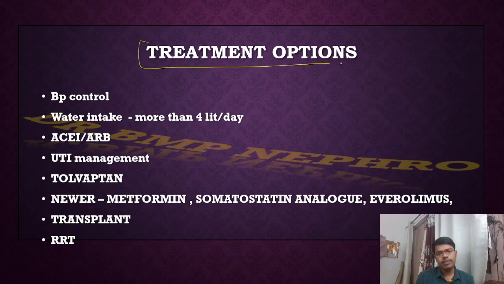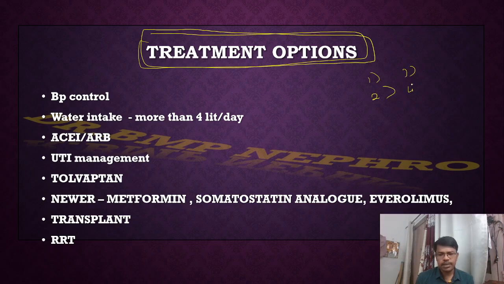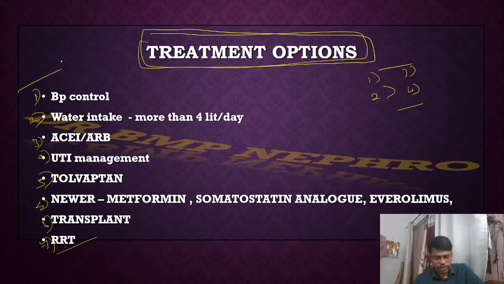As we know, in the beginning we have seen, it is not about only the cyst treatment, it is about managing the ESRD, managing the UTI, managing the cyst hemorrhage, managing the overall condition. With respect to the kidney itself, first is BP control, high water intake, especially in this situation, ACE inhibitor/ARB for renal disease progression stoppage, how to manage UTI, role of tolvaptan, newer drug, transplant, and other dialysis related stuff. These are all the treatment options we are having related to ADPKD.